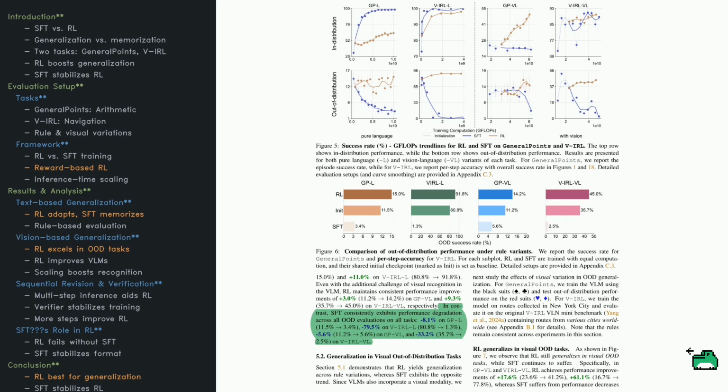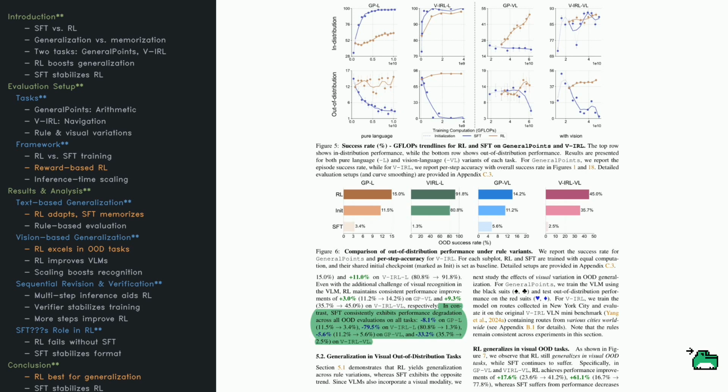In familiar environments, both RL and SFT improve as computation increases. But when tested on out-of-distribution (OOD) tasks, RL continues to improve, while SFT completely breaks down. RL's performance stays stable across pure language and vision language tasks, while SFT shows a steep decline in accuracy.